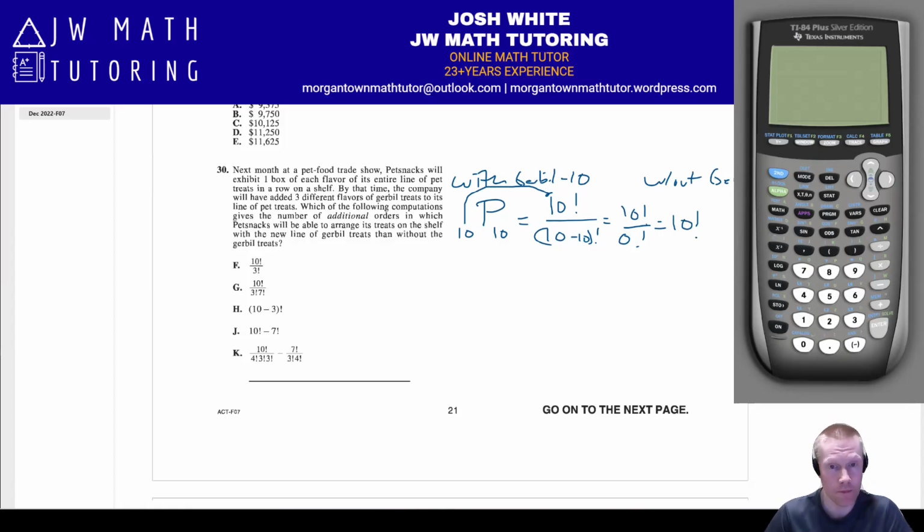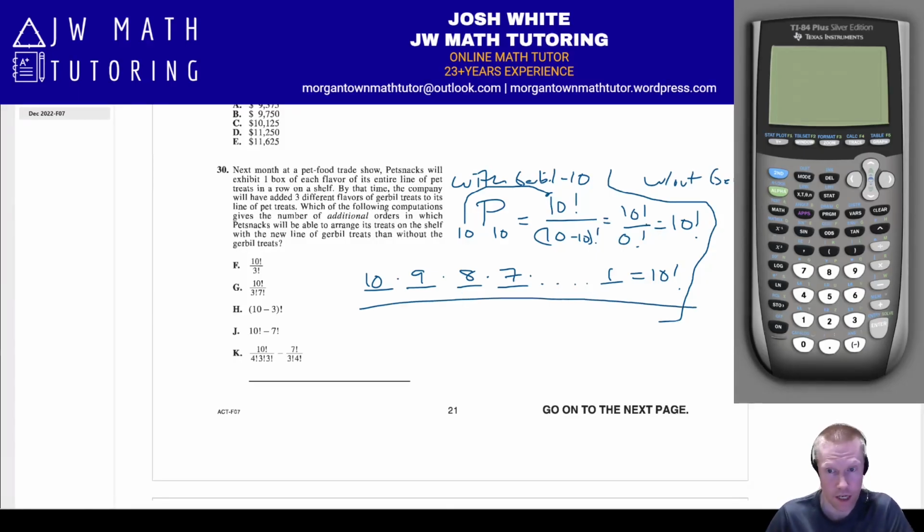Now, if you use the slot method, you get the same answer. It's basically just 10 options for the first, and then you have 9 options for the second spot, 8 options for the third, 7 for the fourth, and so on. And then eventually you get down to 1. And if you multiply these all out, 10 times 9 times 8 times 7 times 6 and so on down to 1, that's just 10 factorial. So whether you use the slot method or the permutation formula, you get the same expression, same answer.